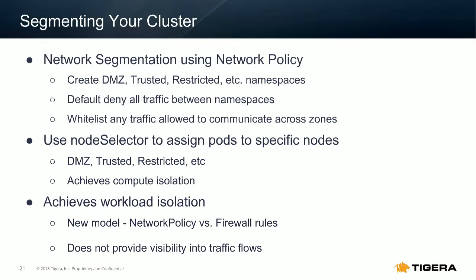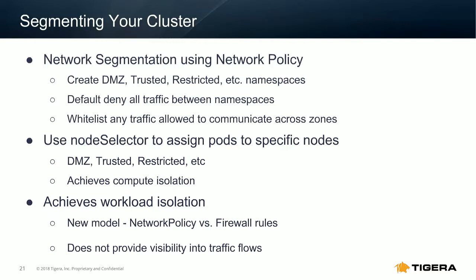So you can use a default deny for any traffic which is going between these zones, and then specifically come in and whitelist any traffic that should be allowed. You've effectively implemented a zone-based architecture at this point. Also, if you need to have compute isolation, you're able to use a node selector for these workloads based on the zone to assign pods to specific nodes. So this is going to ensure that if you have a pod that's supposed to run within the DMZ zone, it's also only running on the DMZ servers.